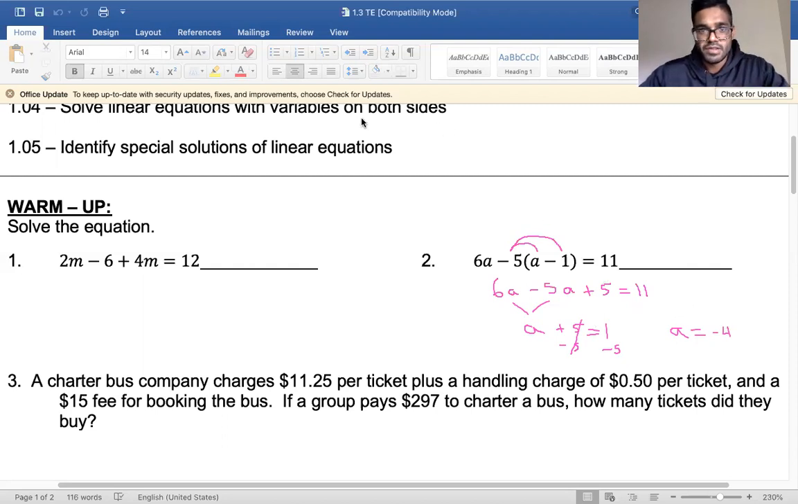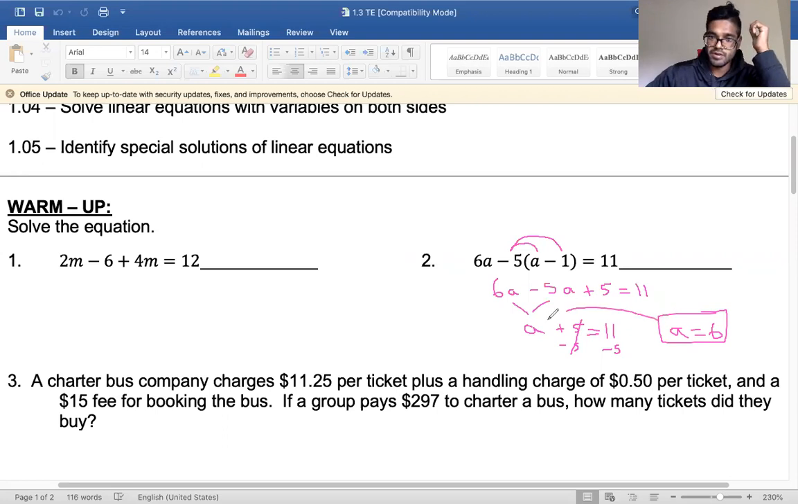Oh, whoops, I made a mistake there. I forgot the 11 here. It's 11 minus 5, and 11 minus 5 is 6. My mistake, guys. Sorry about that. A equals 6. And remember, nice thing about algebra, you can always take this and plug it back in, and you should get the right answer. If I plug it in right here, 6 plus 5 is 11.